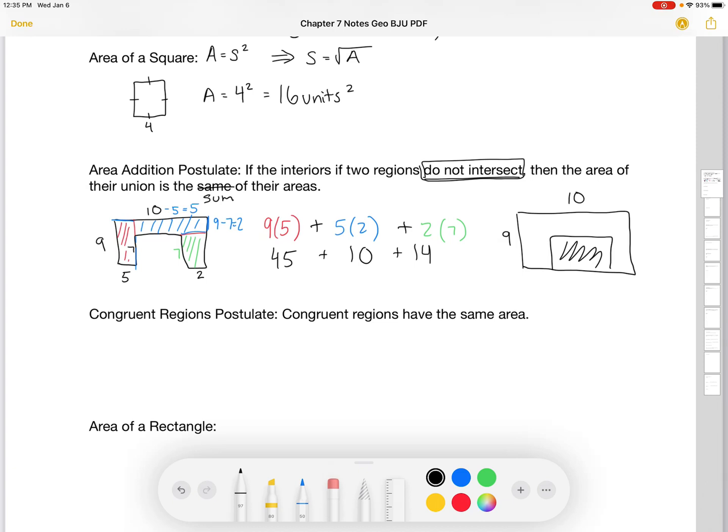Congruent regions postulate. The congruent regions postulate says that if you have congruent figures, so let's say we have 2 squares that are the exact same size and shape. Well, if they have the exact same size and shape, they will have the same area. So if the length of all of these sides is 40, I know when I solve for the area by plugging it in, 40 times 40 is going to be the same as 40 times 40.